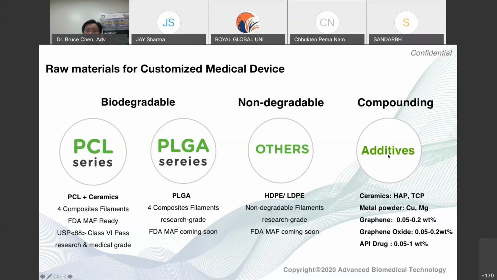And very interesting, we have our compounding system with customized additives. So we also accept customized service for filament blending. From our previous experience, we can blend in ceramics like hydroxyapatite and tricalcium phosphate, and also we can blend in metal powder, something like manganese or copper. And for the hot research topic right now, we have some experience blending graphene or graphene oxide also. And we also got some orders from pharmaceutical companies. They want to embed some drug within the PCL series.